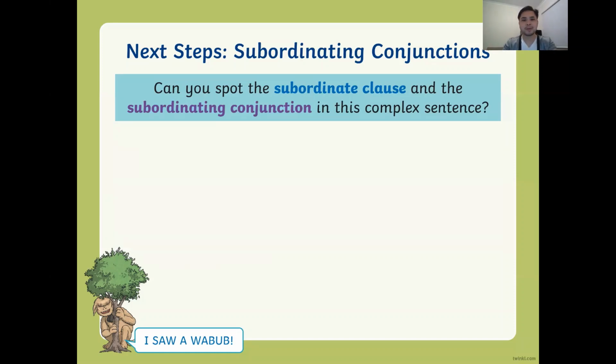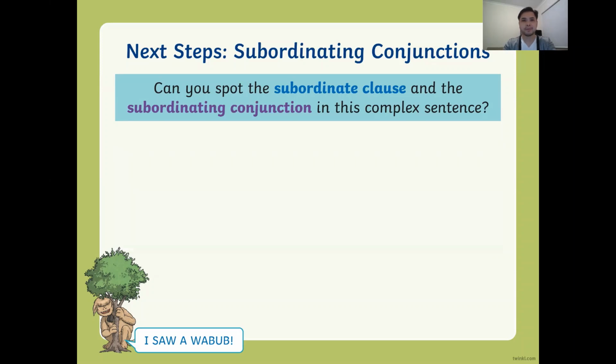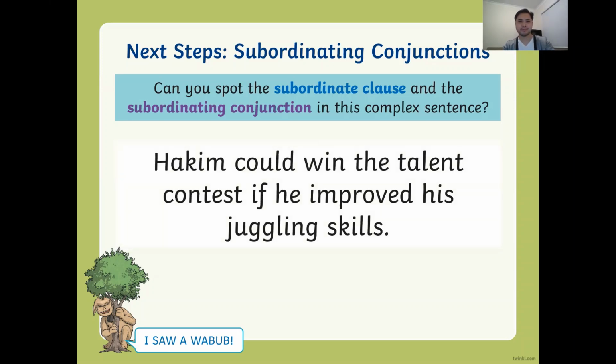Good. Let's keep going. The Boy Scouts sang around the campfire until it was time for bed. Where's the subordinate clause? Well, if you said until it was time for bed, then you are correct. Now what is the subordinating conjunction? The joining word? Until. Good. Let's have a look at another example.